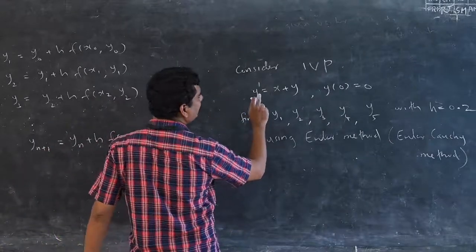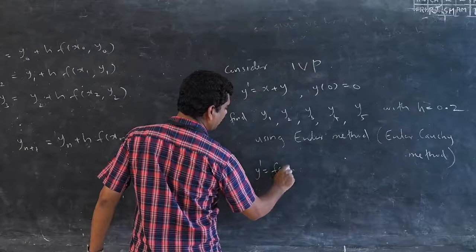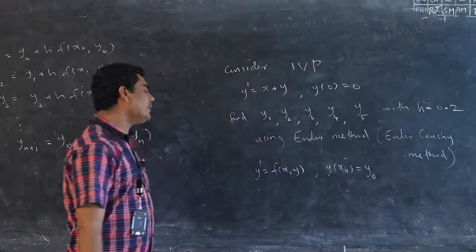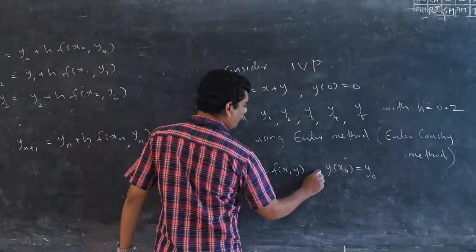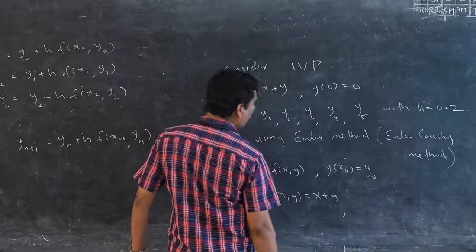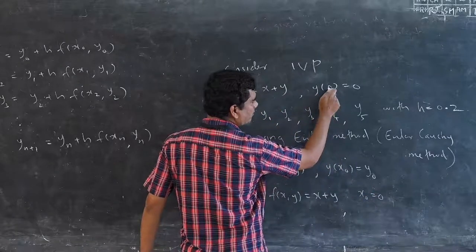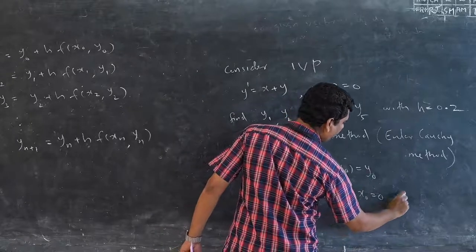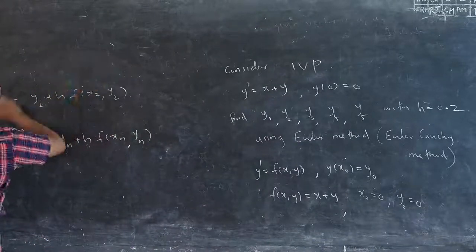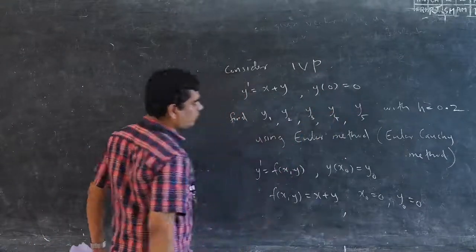Here we compare with the first order initial value problem. y derivative is f of x, y, y of x0 is equal to y0. Compare with the standard initial value problem. So here f of x, y is equal to x plus y. y of x0 is equal to 0, equal to y0. y0 is equal to 0. This is x0, y of x0 equal to y0. This is y0. Here both are zeros.